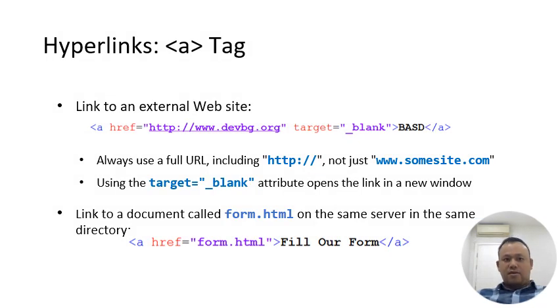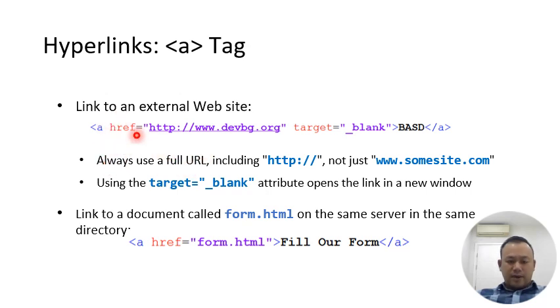Hyperlink tag, the a tag, also known as the anchor tag, is used in HTML to create hyperlinks. It allows users to navigate from one web page to another or to different sections of the same page. Here we have the structure and some key attributes of the hyperlink tag.